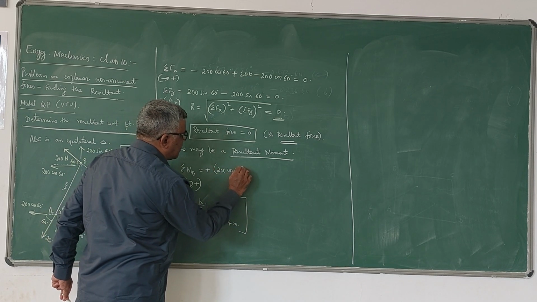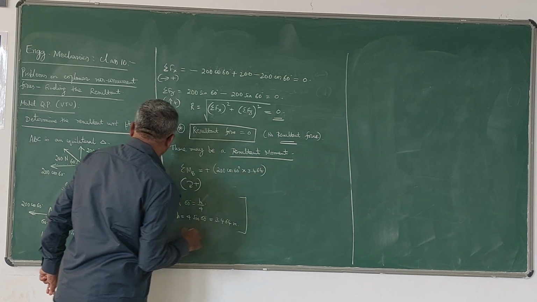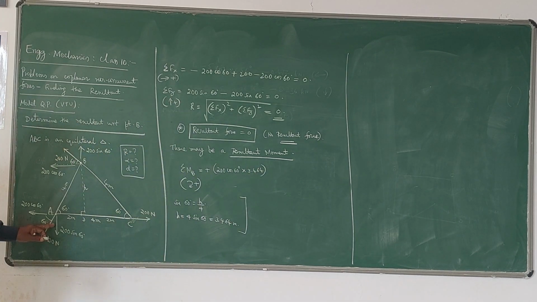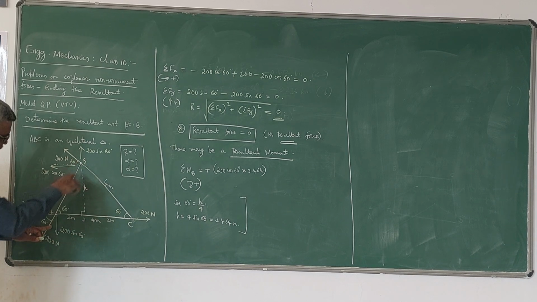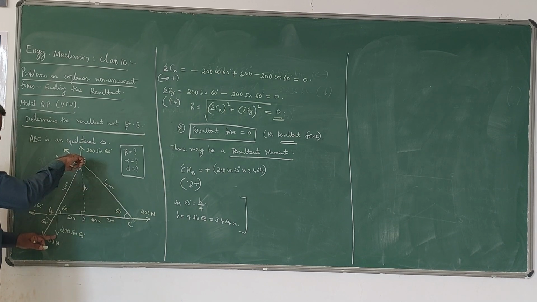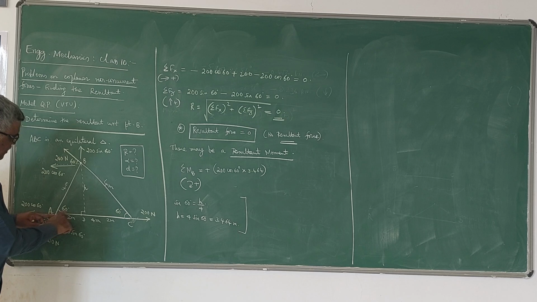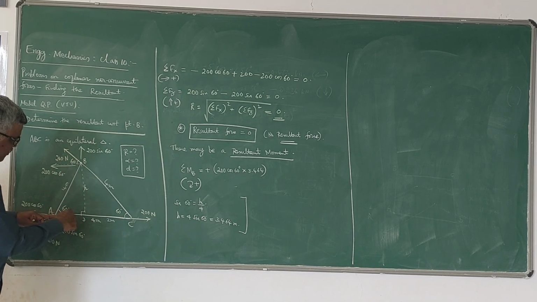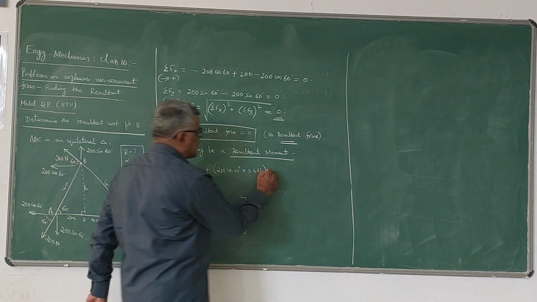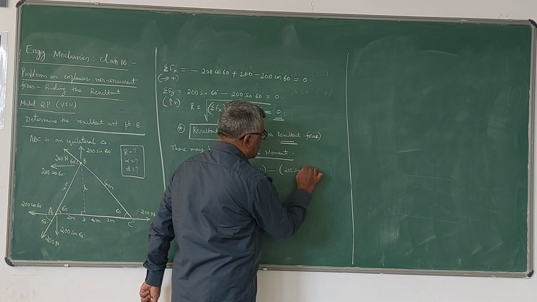200 cos 60 into h is 3.464. Then this force will give an anti-clockwise moment about B. See the arrow, you have to come like this. So minus 200 sin 60 because anti-clockwise, minus 200 sin 60 into distance is 2 meters. See, from the point B, distance to this force is 2 meters. So minus 200 sin 60 into 2 meters.